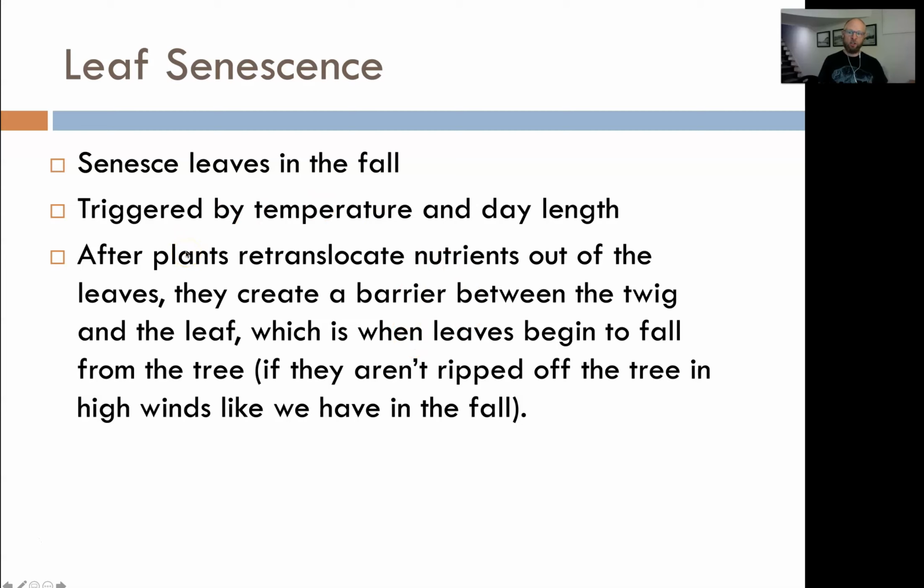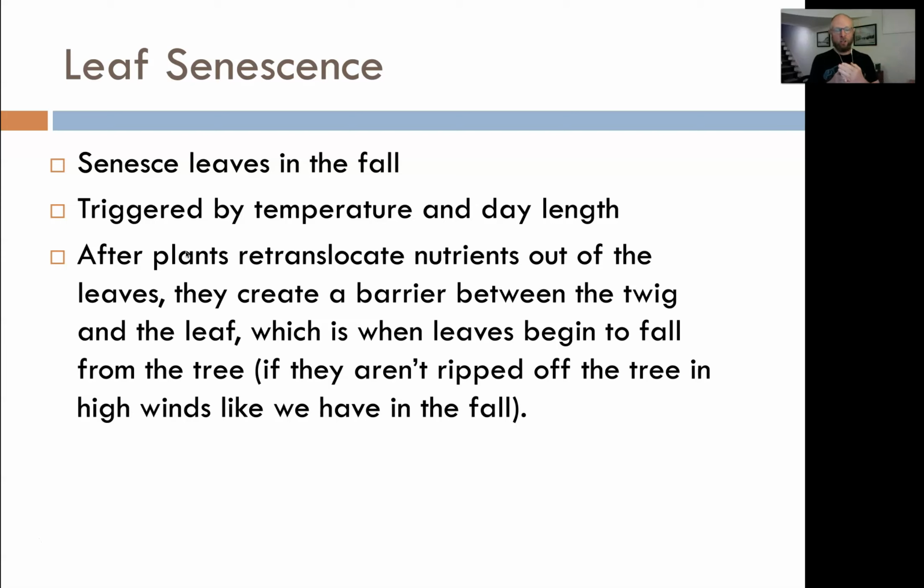Senescence in the fall is triggered by some combination of temperature and day length. Some species are more sensitive to temperature, some more to day length, but it seems like for most species it's some combination of those two things that indicate to the tree that they should be pulling resources out of their leaves and preparing to drop their leaves.